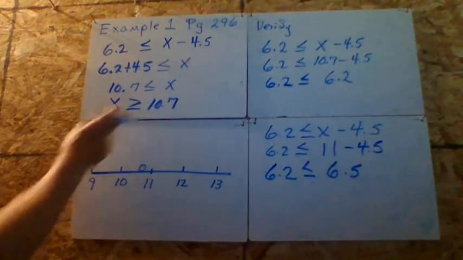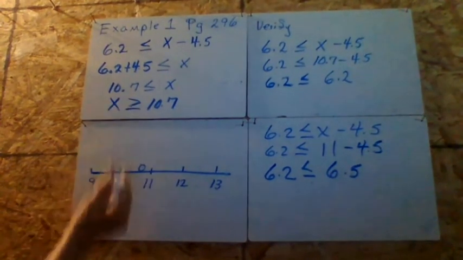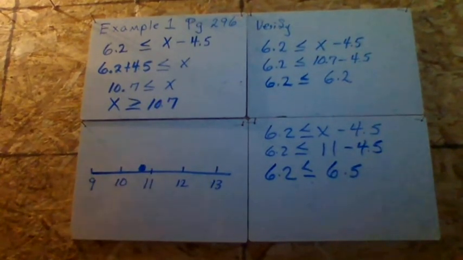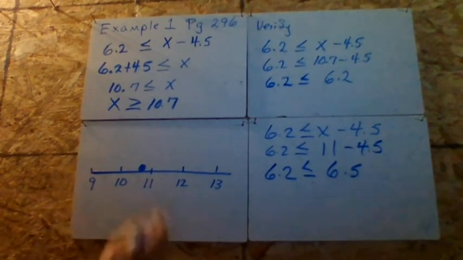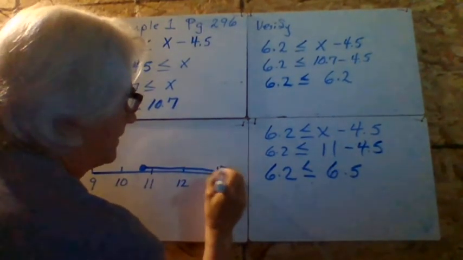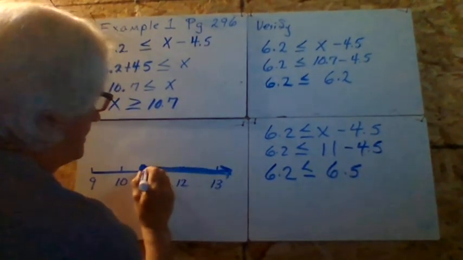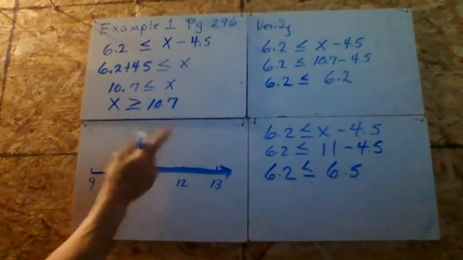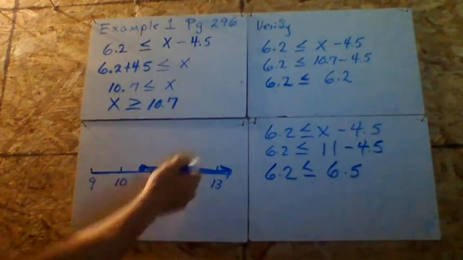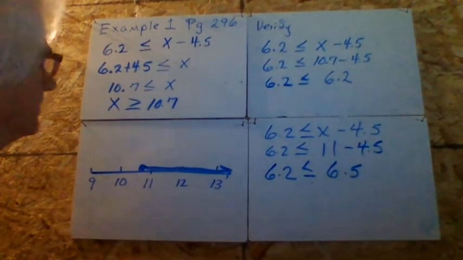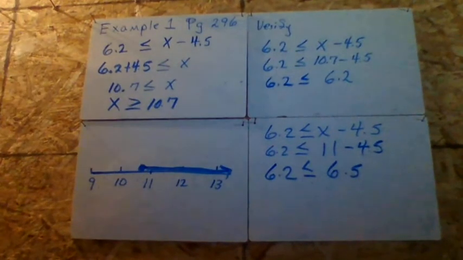So that's my 10, and it's greater than or equal to, because of the equal to, I got to color that dot in. And X needs to be larger. So larger goes to my right. So there it is. So in this case, it's saying X could be 11, 11.5, 12.7, 13, and many, many more. So that's example 1.